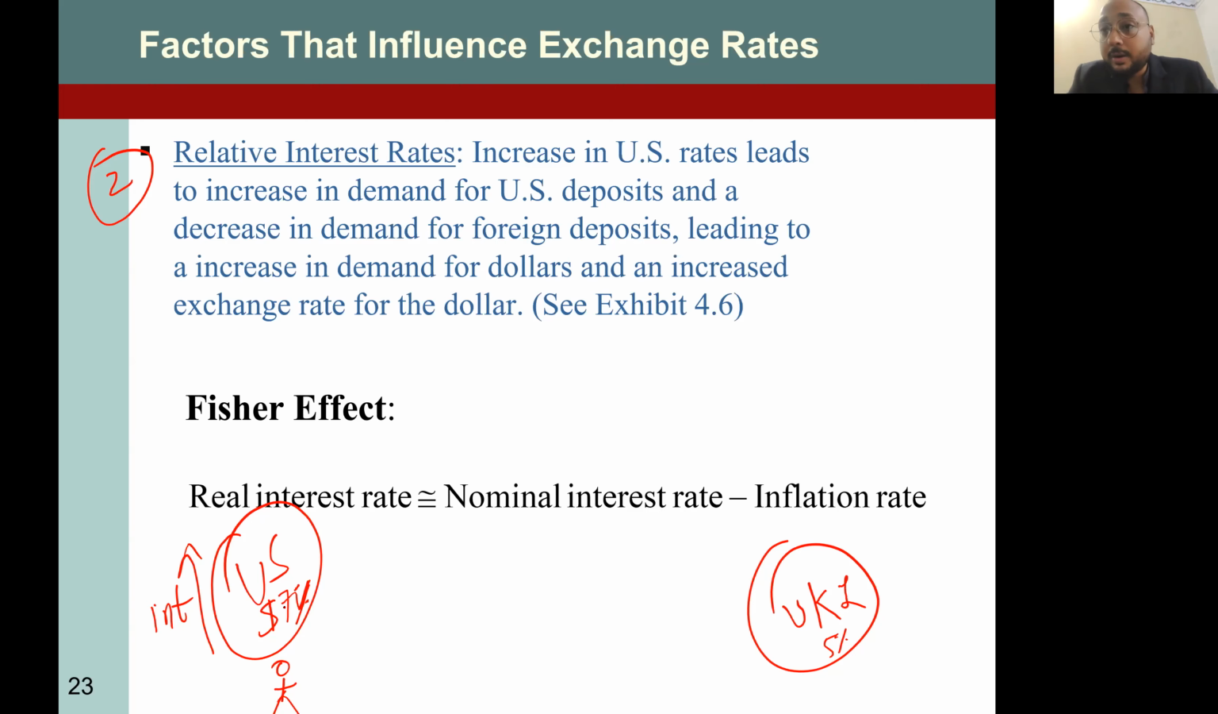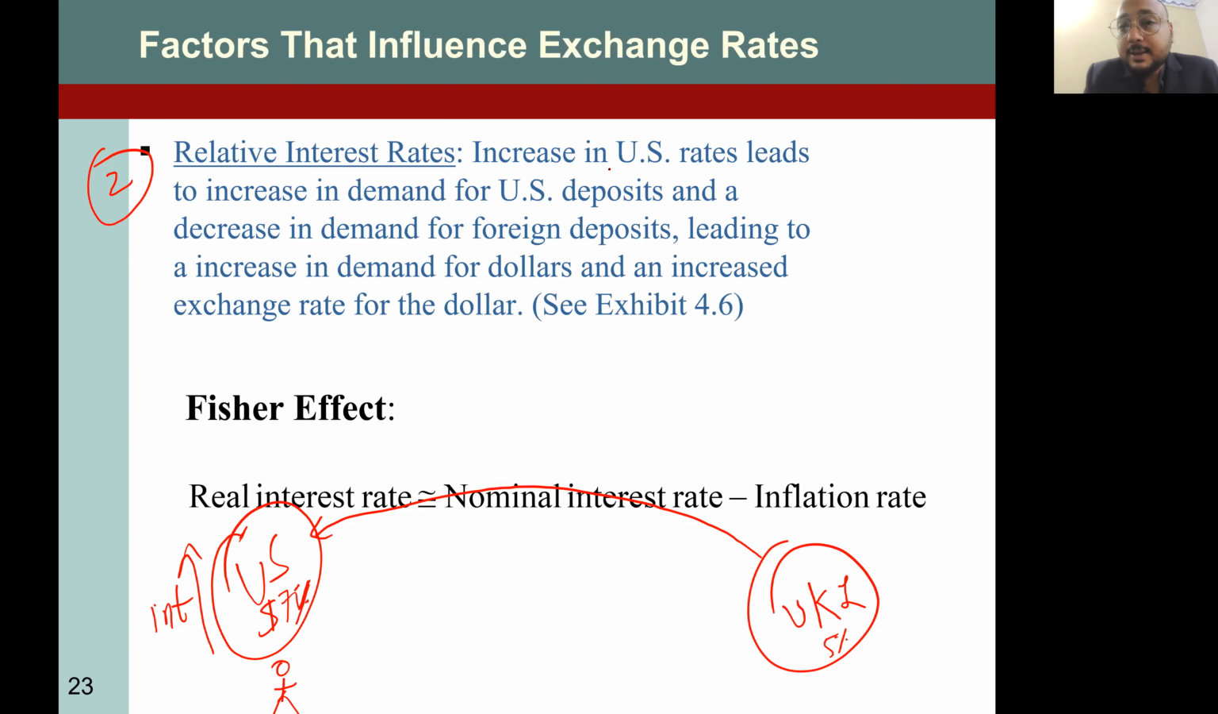What did we learn in our previous lectures? In international flow of funds, money will transfer from low interest rate country to high interest rate country. So people in UK will want to earn more, so they will be desperate to buy deposits in US dollar. What do we mean by buy deposits? Which means they want to keep their money with the US banks so that they can earn higher interest, right? So they are desperate to buy.